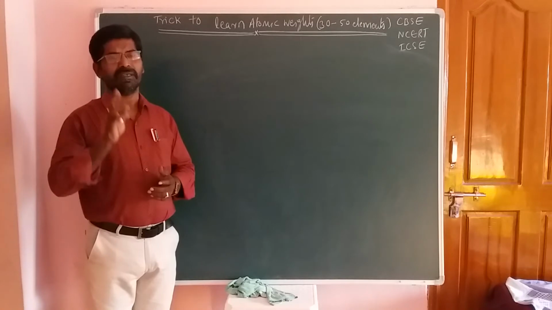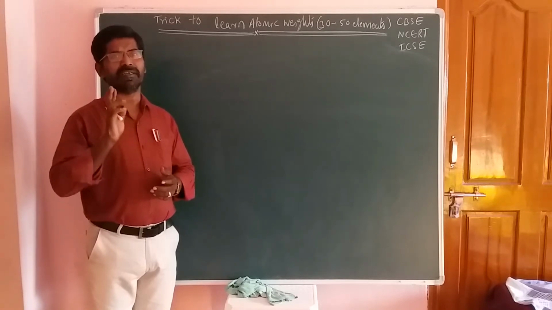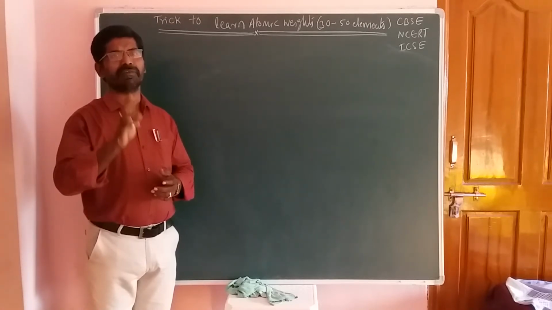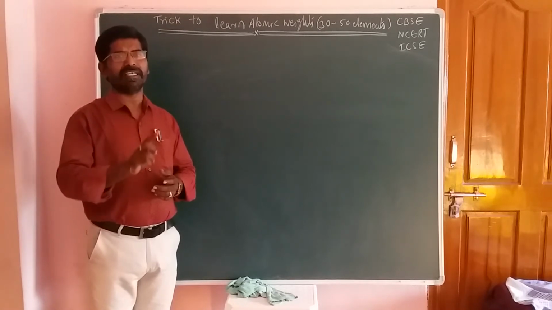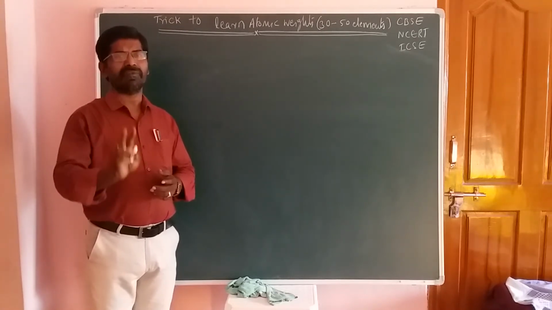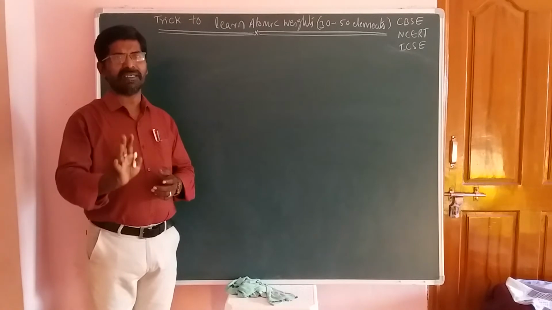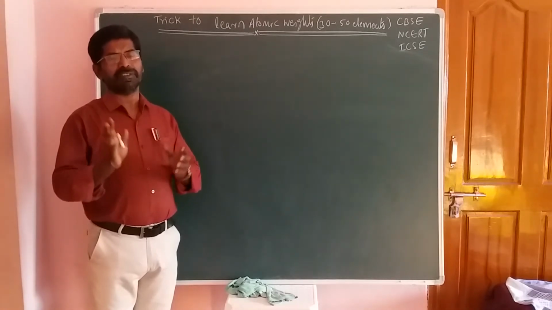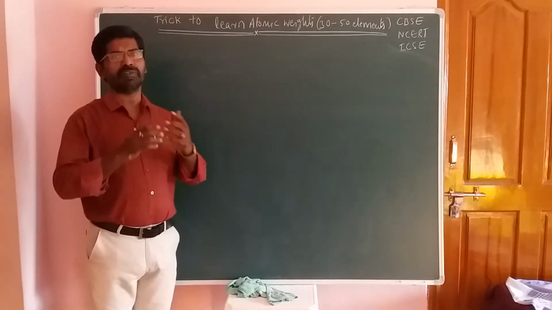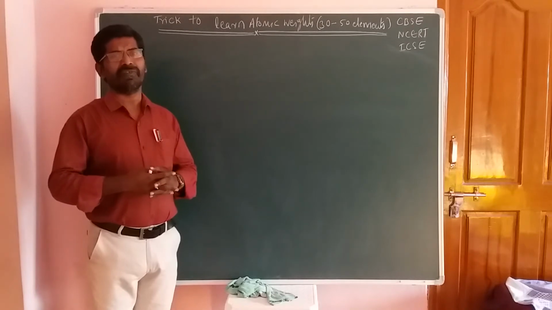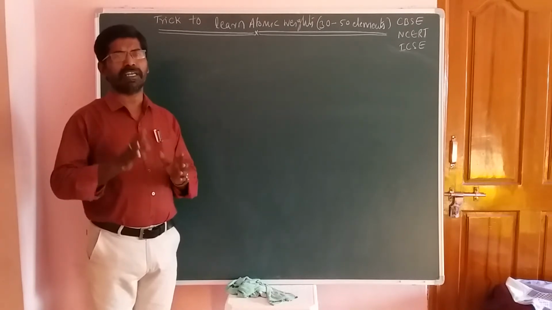Okay students, I gave a trick to find the atomic weights from 21 to 30 elements in 3, 4, 5, 4, 5, 4, 5 and 3, double 5. So by using those numbers, we have to calculate the atomic weights of the 21st element to the 30th element.